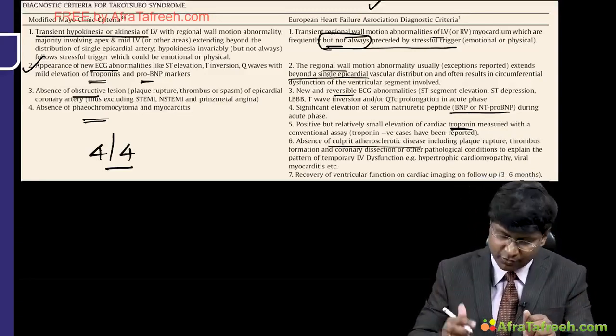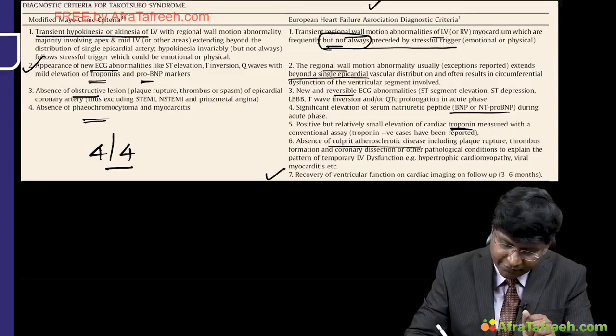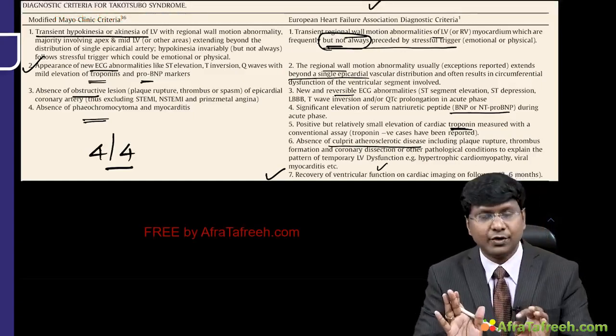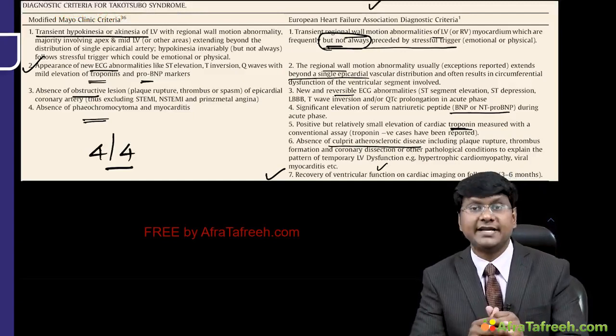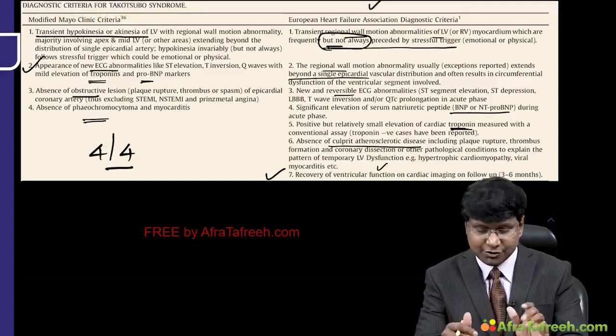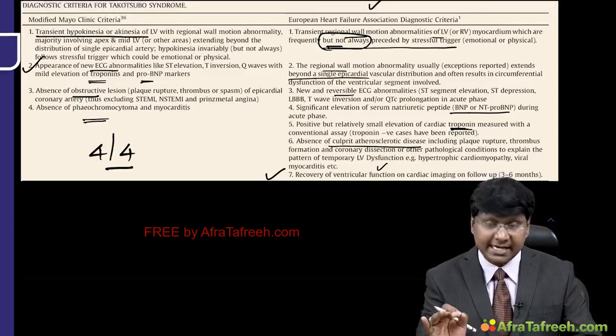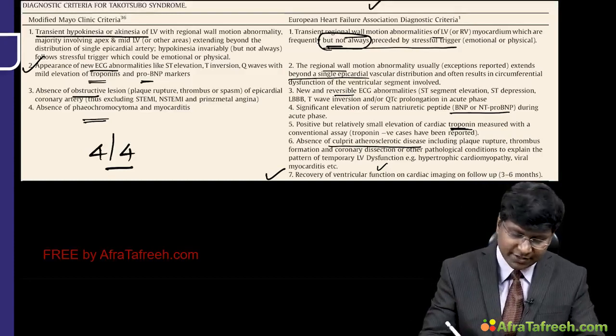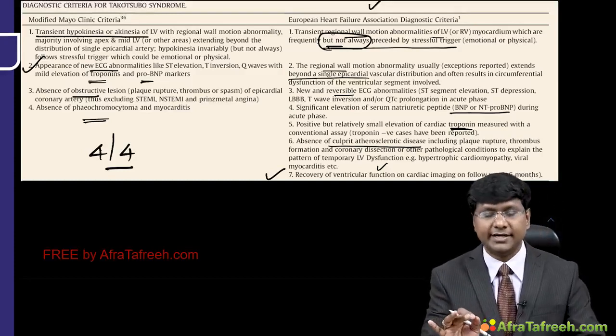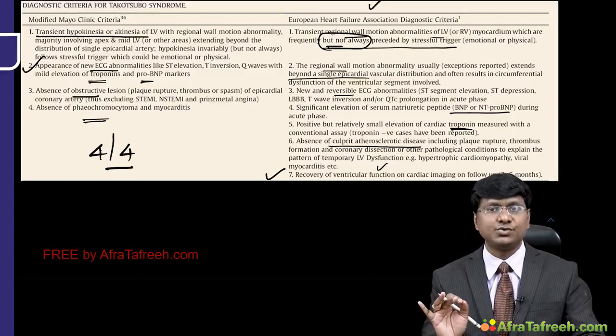And the last one is recovery of the ventricular function on cardiac imaging on follow-up. Okay, there should be recovery of the regional wall motion abnormality. That should be there on the cardiac imaging. This last one is not there in the modified Mayo's criteria. So this is about your European Heart Association criteria.